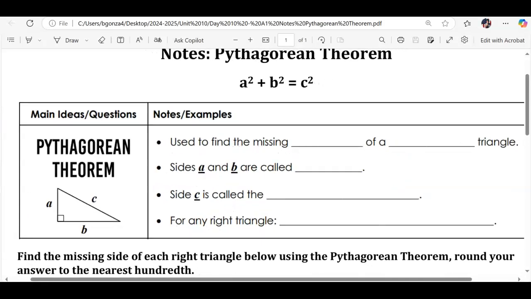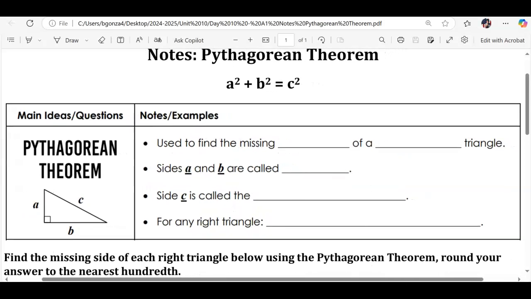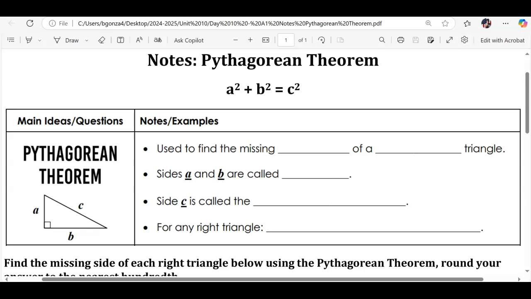Now, Pythagorean theorem. A squared plus b squared equals c squared. Maybe you heard of it before. But when would we ever need to use this? That's what we're going to answer right now.